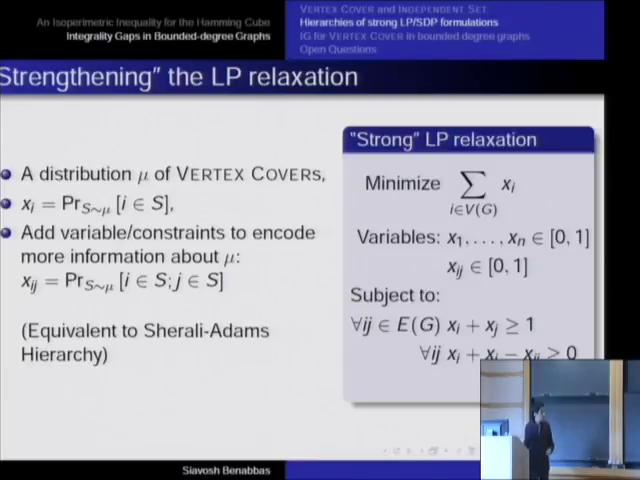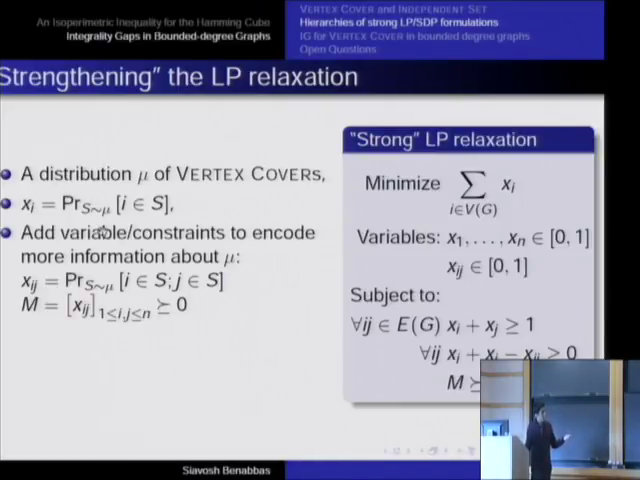So this is one thing you can add. Here is another thing you could add. You could say that if these xij's, now that we have added them as variables, correspond to the moments of the probability distribution, you can make a matrix where coordinate ij is just xij, and this matrix is going to be positive semi-definite. It's not going to have a negative eigenvalue if the xij's really come from a distribution mu. So you can add this as a constraint to your program.